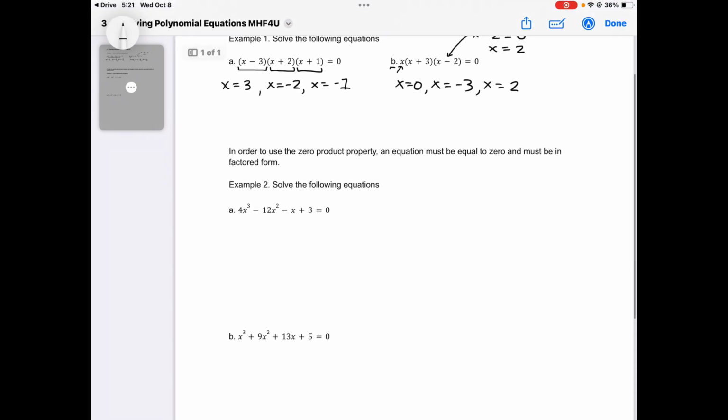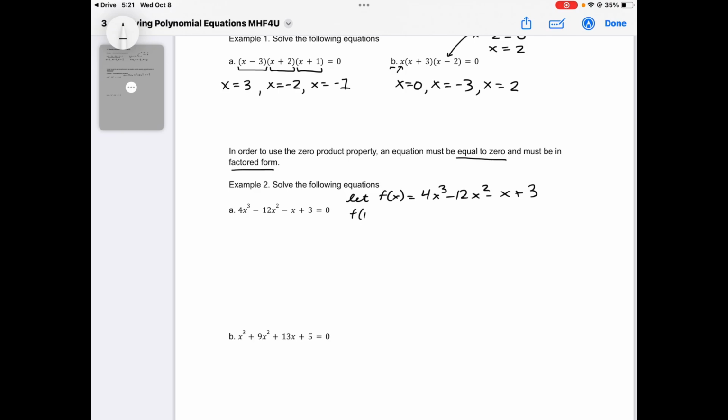Sometimes an equation is not in factored form, and in order to be able to use the zero product property, an equation must be equal to 0, and it has to be in factored form. So if it was a quadratic, we could factor that using multiplying to the last term, adding to the middle term. Here, now we have to use the factor theorem and polynomial division. So let's check. We're going to define our related function. So let's let f of x equal the left-hand side of our equation, and then we're going to figure out what numbers are a factor.